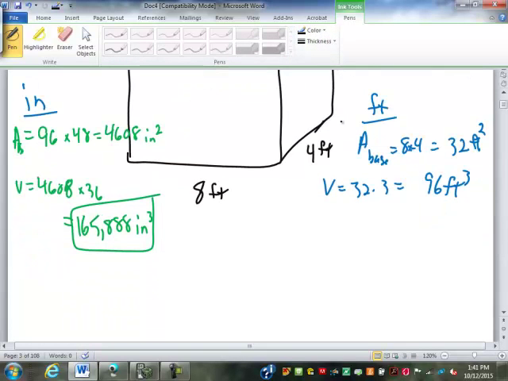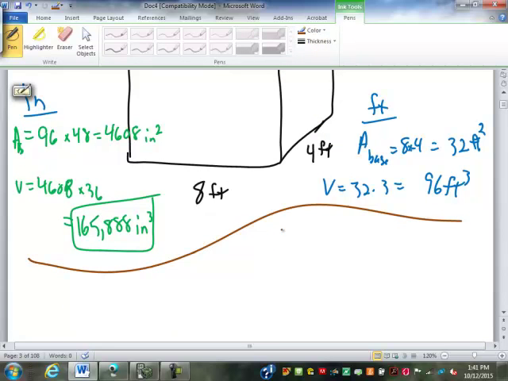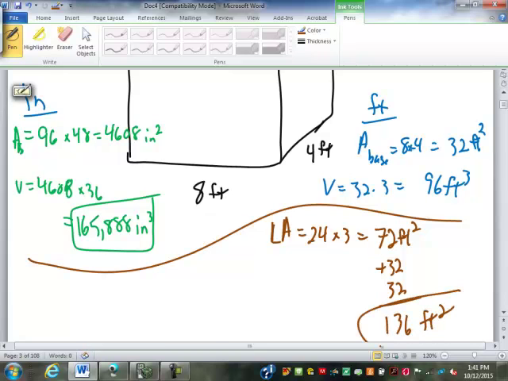Surface area. For feet, the area of the base, of course, we've already got is 32. For lateral area, we've got the perimeter of the base, which is 24 feet, times the height of 3, which is going to be 72 square feet, plus 32 and 32, which is 136 square feet is our total surface area.